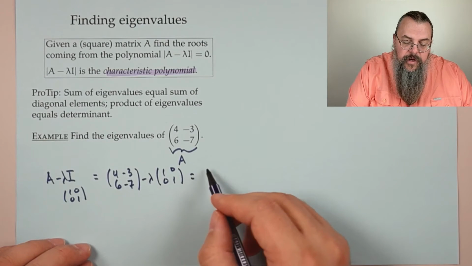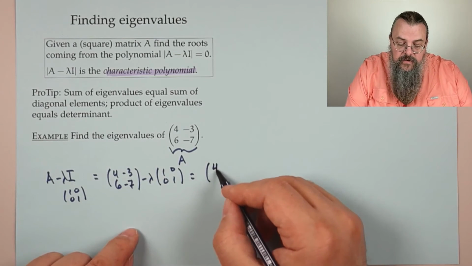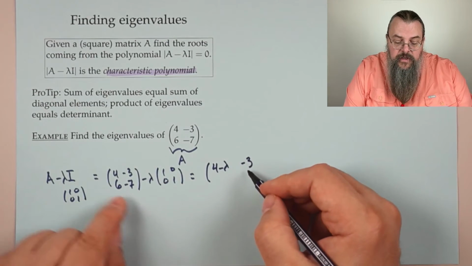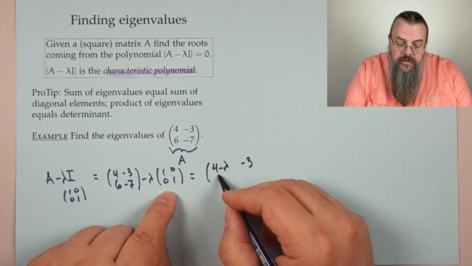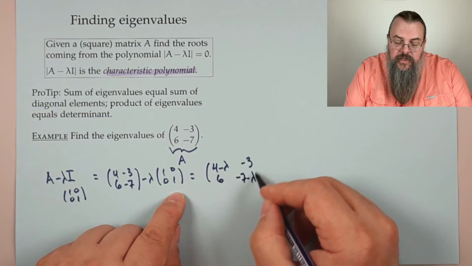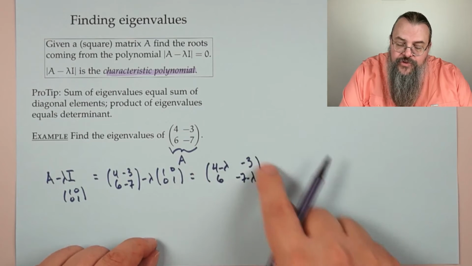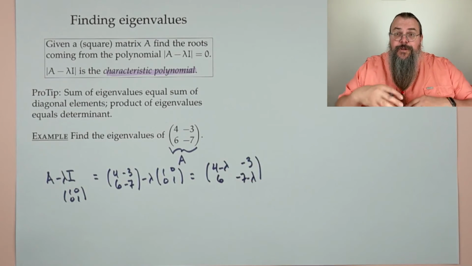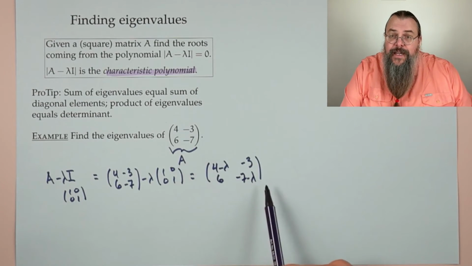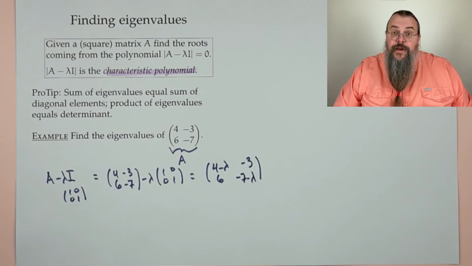And now, just entry by entry, that would be 4 minus lambda, then negative 3 minus 0, and then 6 minus 0, and then negative 7 minus lambda. All right, so the punchline here is you subtract lambda off the diagonals. Oftentimes we'll go straight here, but the first time we see it, we just want to go slowly. But again, subtracting lambda I means subtract lambda on the diagonal terms.